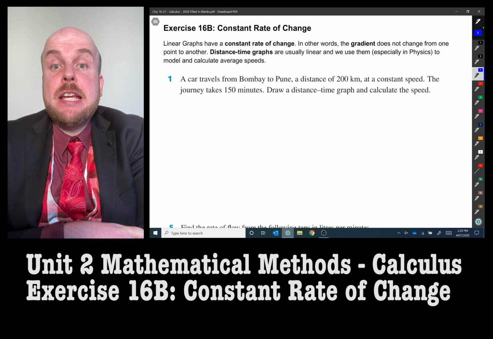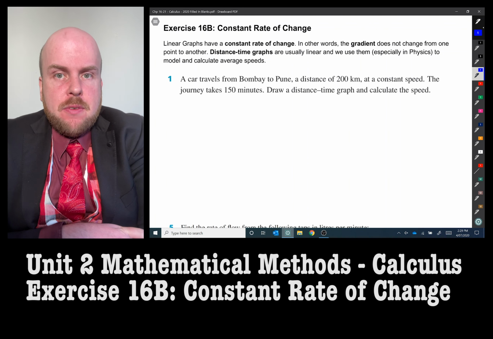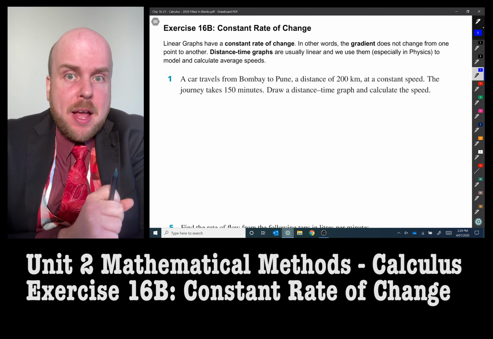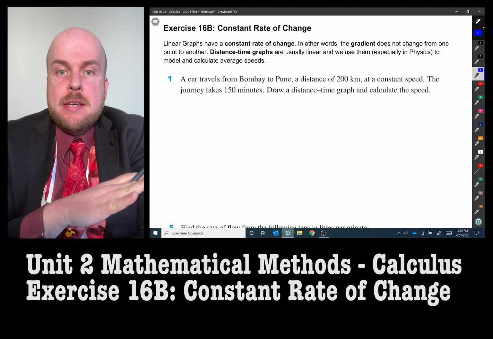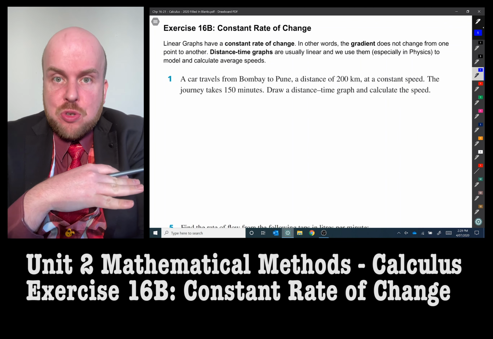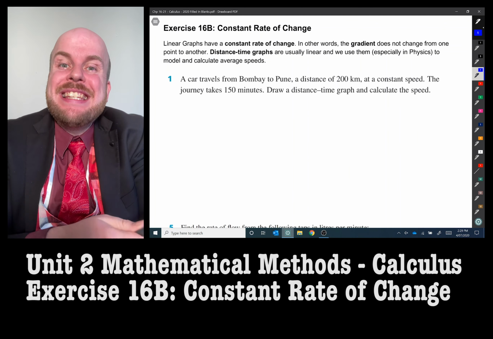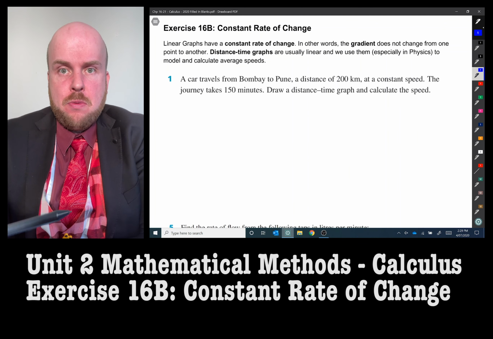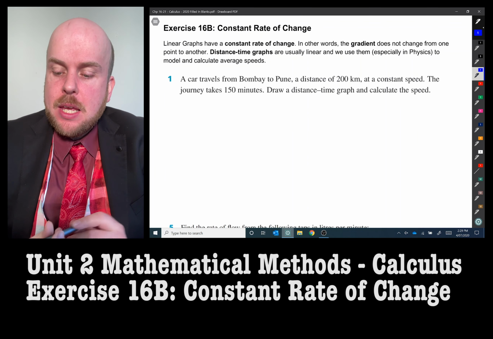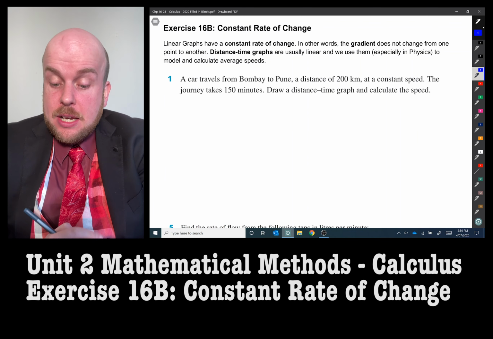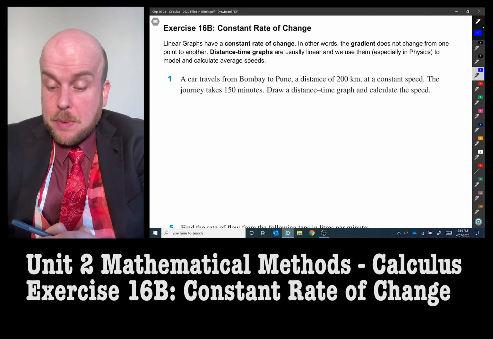Exercise 16b, constant rate of change. Linear graphs have a constant rate of change. Now, a lot of people might think the word constant means they are flat, that they don't move, and that a constant means that there is no rate of change, there's nothing moving. No, a constant rate of change means it's the same rate of change for the entirety or for a section of that graph. So linear graphs have a constant rate of change, or in other words, the gradient does not change from one point to another.